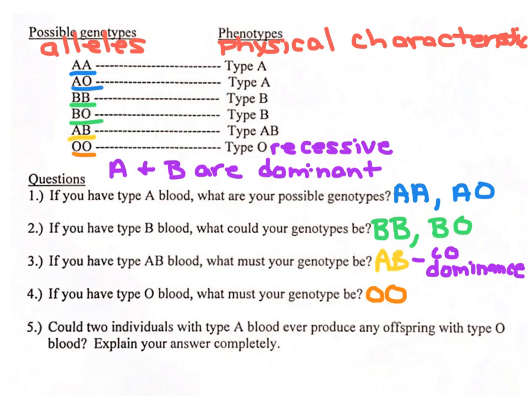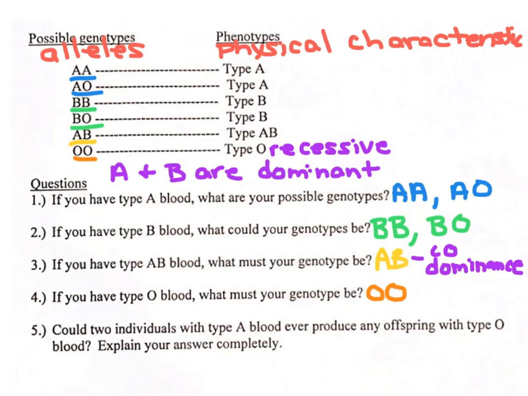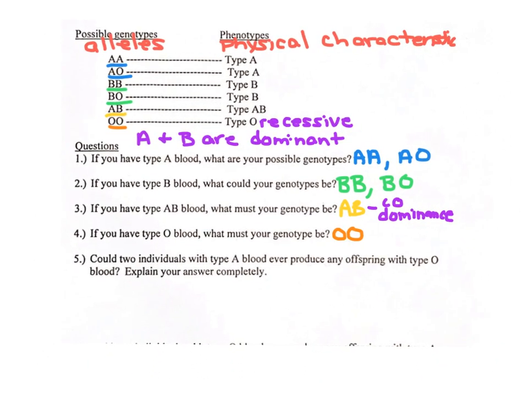All right, let's take a look at some practice questions and let's see what happens. So our first one is: could two individuals with type A blood ever produce any offspring with type O blood? Well, as we analyze this, let's think about the type A blood. Their genotypes could be AA, or they could be AO. And so we want to know if they can produce any offspring with type O blood. Well, there's only one way to get type O blood, and that's to have OO. So is there any possibility that we can make this happen?